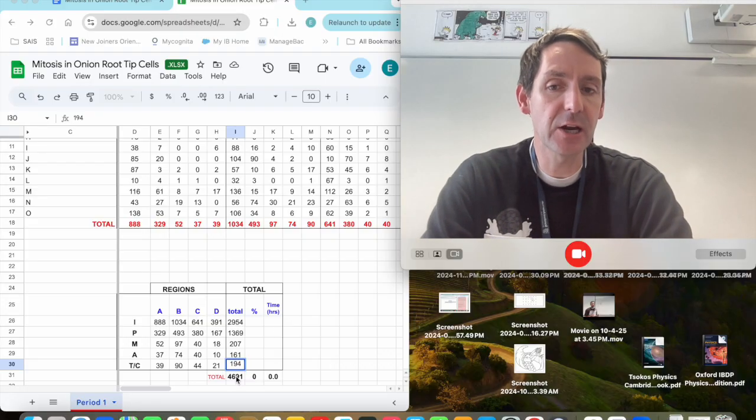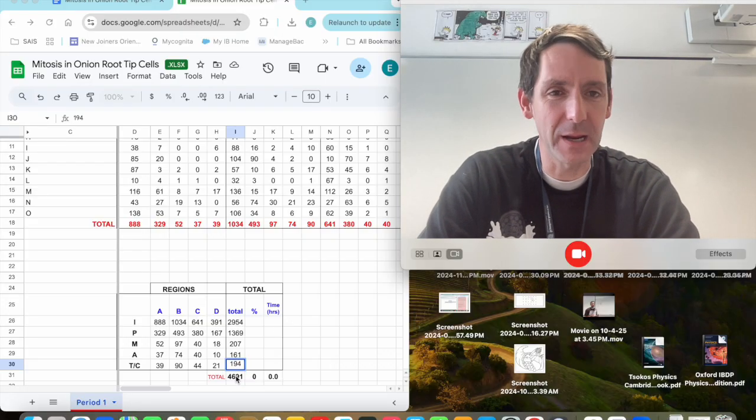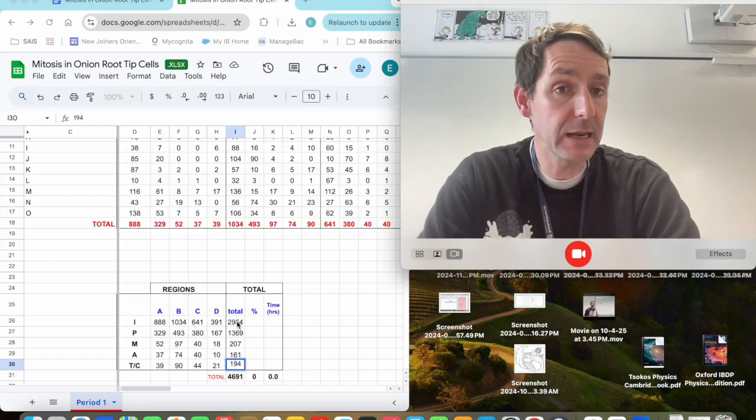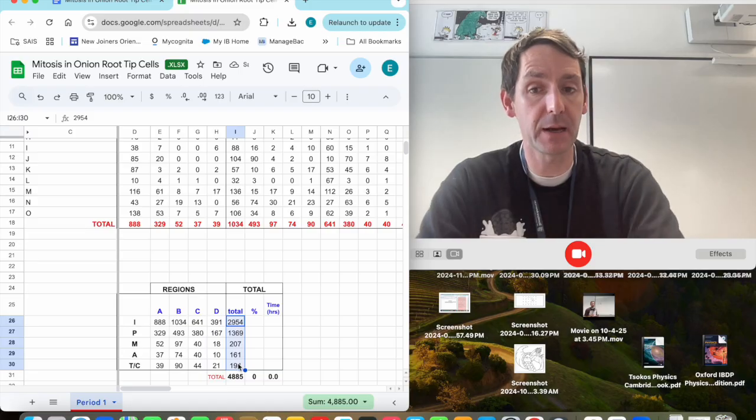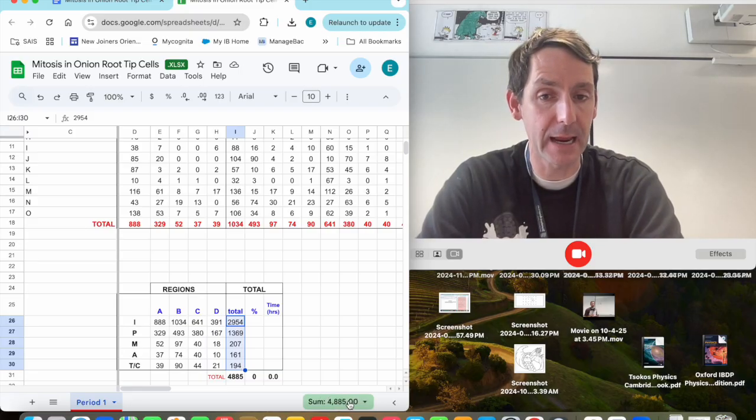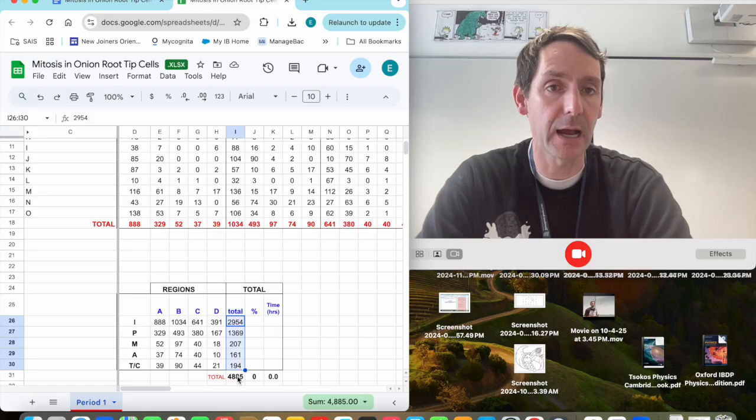Now, you'll notice here it actually added all of those together for me automatically. I did set that up. But if I highlight all of those and add them together on my calculator right here, you'll see 4885, which is exactly what it has there.